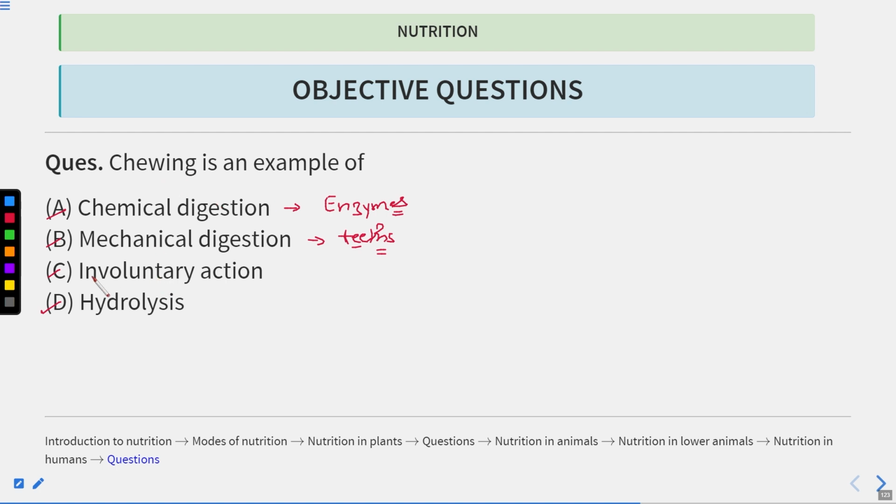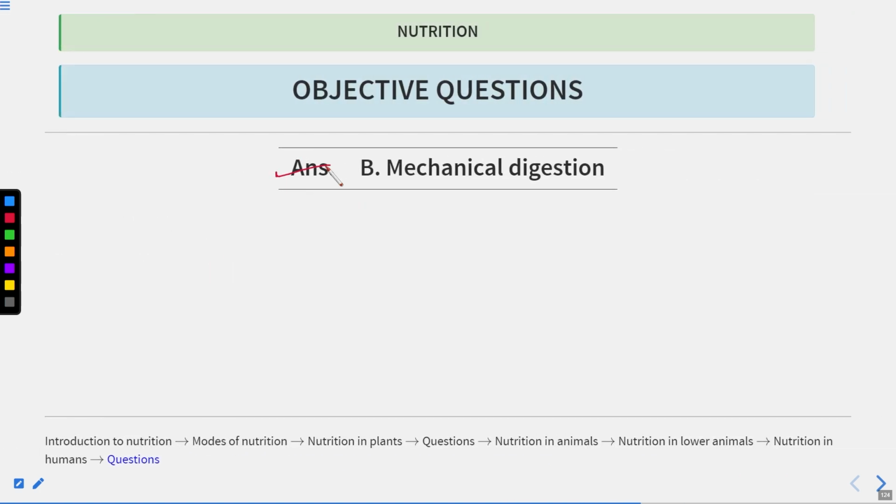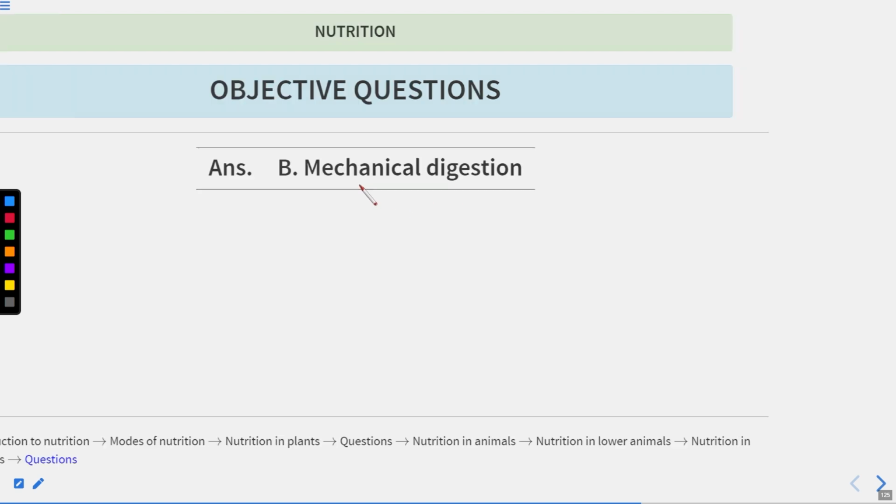Next is involuntary action. Chewing is not an involuntary action. It is a voluntary action. We decide whether to chew the food or not. And hydrolysis is completely a different reaction. Here, in the presence of water, the chemical bond in a particular molecule is broken down. This is known as hydrolysis. So what should be the answer here? Mechanical digestion. Chewing is an example of mechanical digestion.